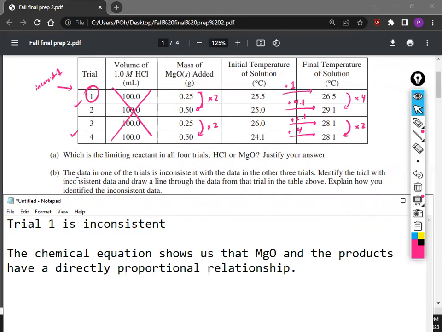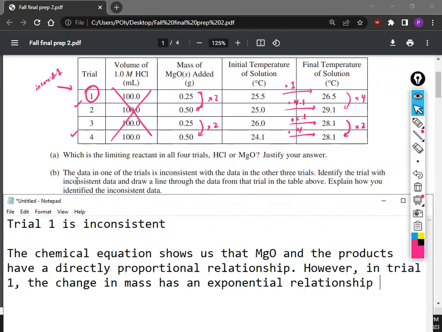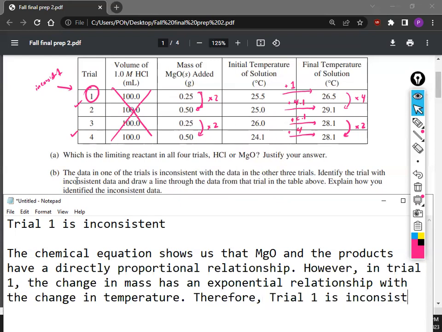Okay, so you can say that, however, in trial 1, the change in mass has an exponential relationship with the change in temperature. Okay. Therefore, trial 1 is inconsistent. And if you want to add stuff about how the other ones do have a direct relationship, you guys can do that, right? Doubling the mass will double the temperature. You can also always add some more to that, but I'd say that's bare bones what you're going to want in there. Okay.